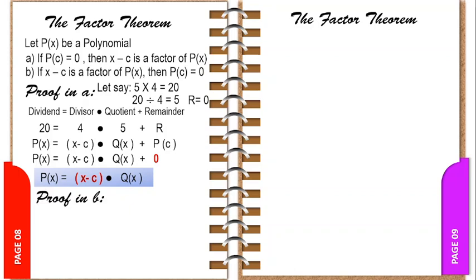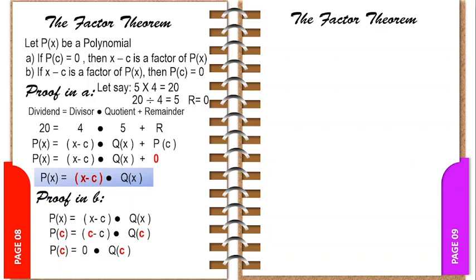Letter B. If x minus c is a factor of p of x, then p of c is 0. So, proof in B. P of x is equal to x minus c times q of x. Replace x by c, so we have p of c is equal to c minus c times q of c. C minus c is 0. 0 times q of c is 0. Therefore, we prove that the value of p of c is 0 if x minus c is a factor of the polynomial.